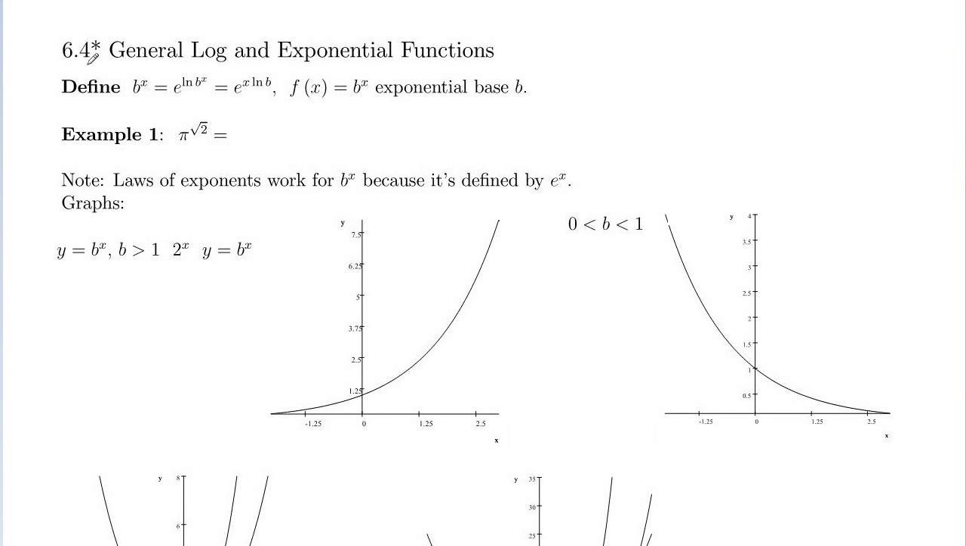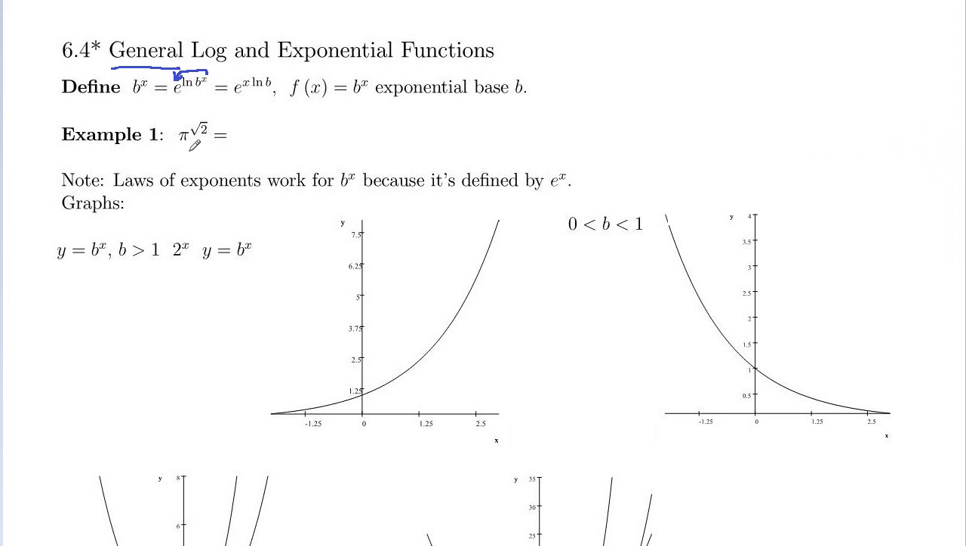In section 6.4, we're going to look at general log and exponential functions. So we want to look at things like y equals b to the x. What we're going to do is define b to the x as e to the ln of b to the x. By the cancellation law, those are equivalent. And then this x, which is an inside exponent for the log, will come down. So this is e to the x log of b. That defines our exponential base b.